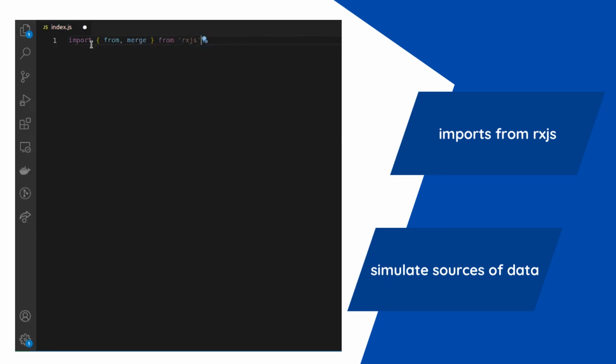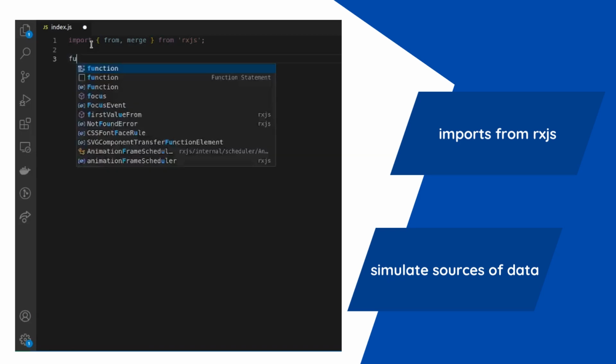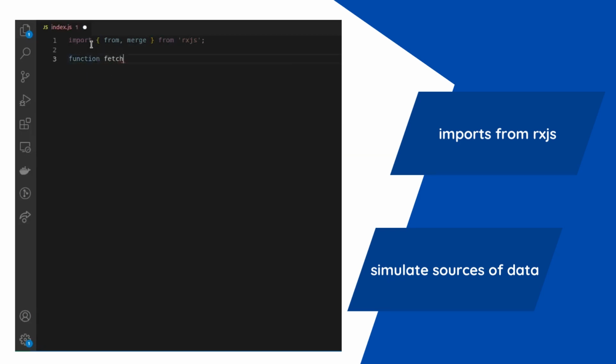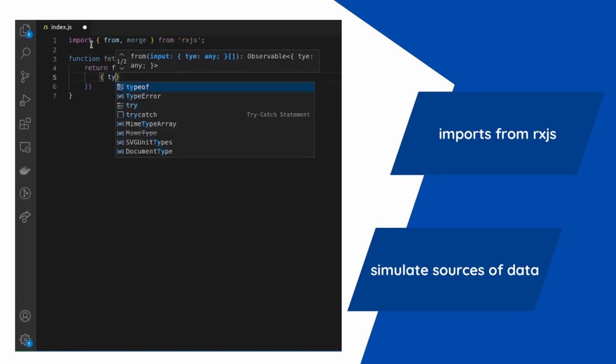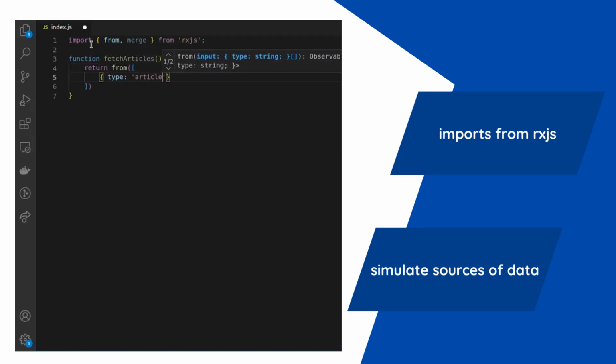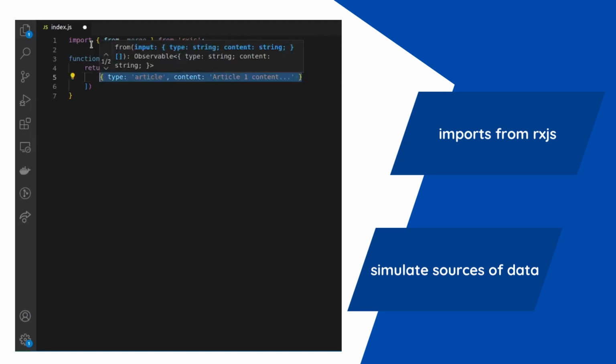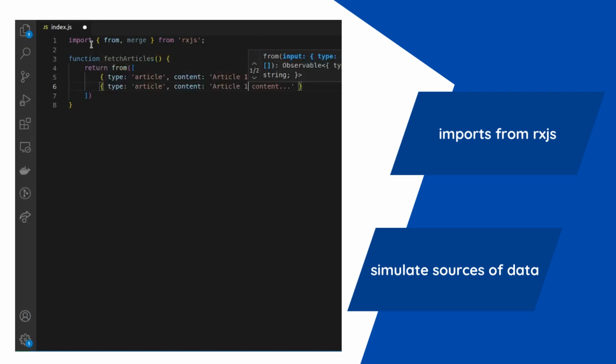To keep things simple, we'll simulate fetching data from different sources: articles, tweets, and blog posts. Let's go ahead and write a simple function to fetch articles. This function will return a stream of articles, and each article will have a type and some content. The type will be article, and for now, let's just add some placeholder content.